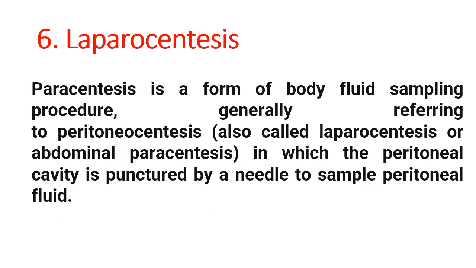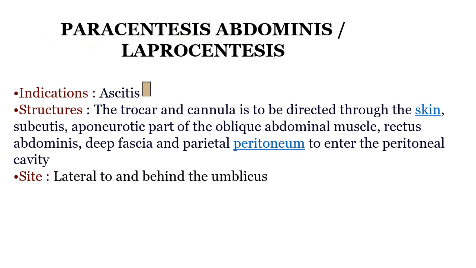Paracentesis. It's also called peritoneocentesis. Paracentesis is a form of body fluid sampling procedure in which the peritoneal cavity is punctured by a needle. It's commonly performed in ascites, in which a trocar and cannula is passed directly through the skin, subcutaneous tissue, aponeurotic part of the oblique abdominal muscle, rectus abdominis, the fascia and parietal peritoneum to enter the peritoneal cavity.